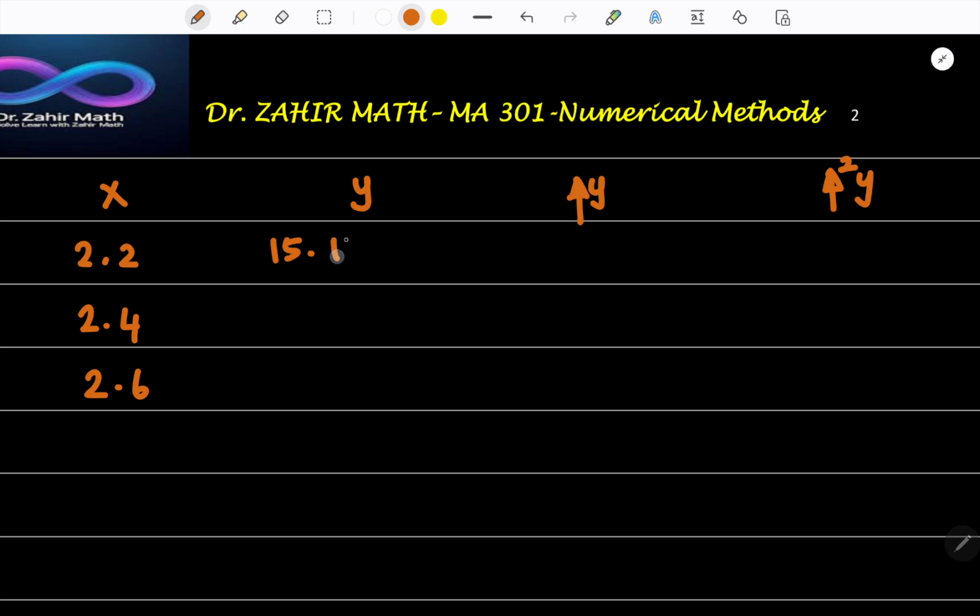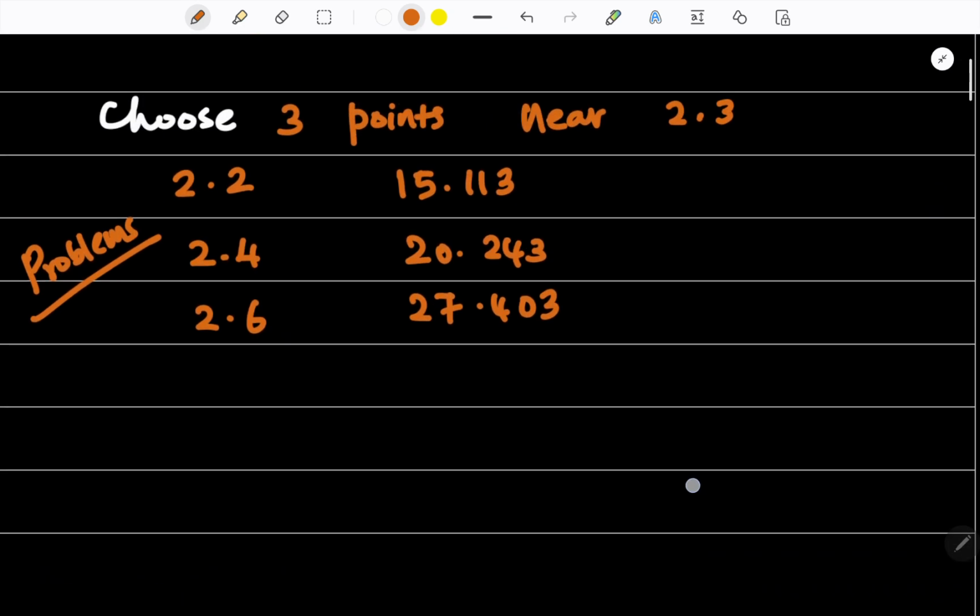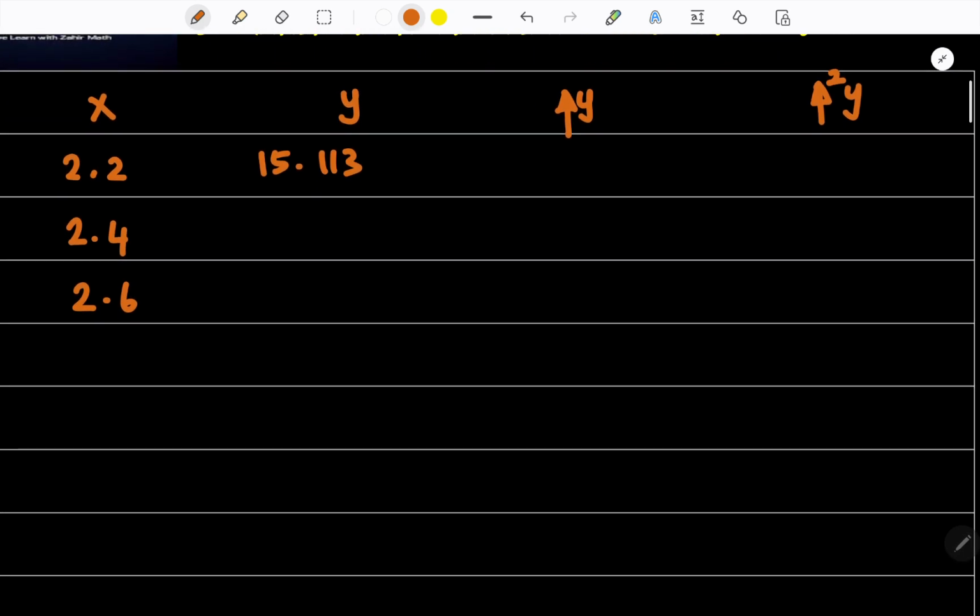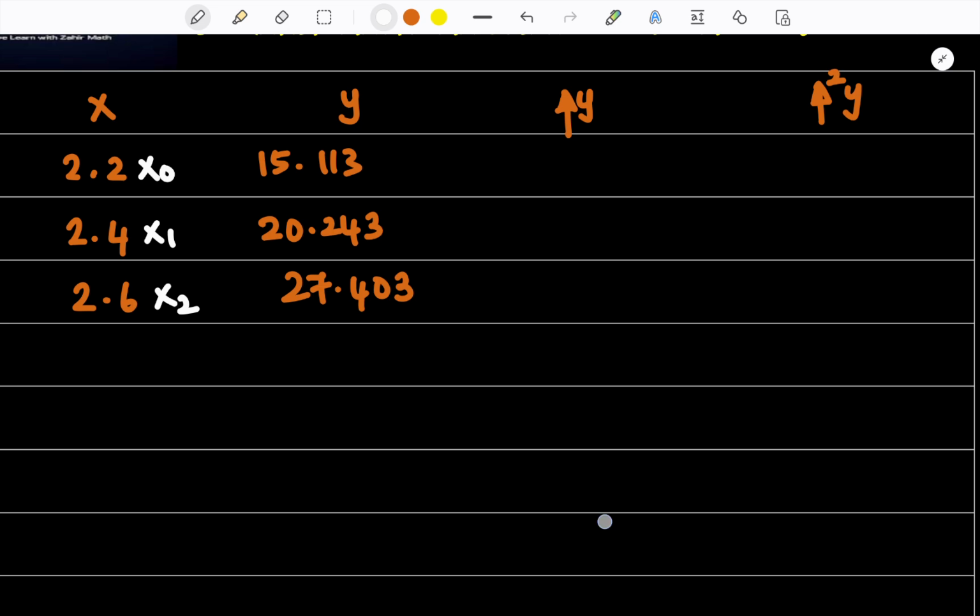Y values are 15.113, 20.243 and 27.403. So this is your x0 and this is your x1 and this is your x2, right? And this will be y0, this will be y1 and this will be y2, right? So del y0, del square y0, how are you supposed to calculate? This value minus this value divided by this value minus this one.